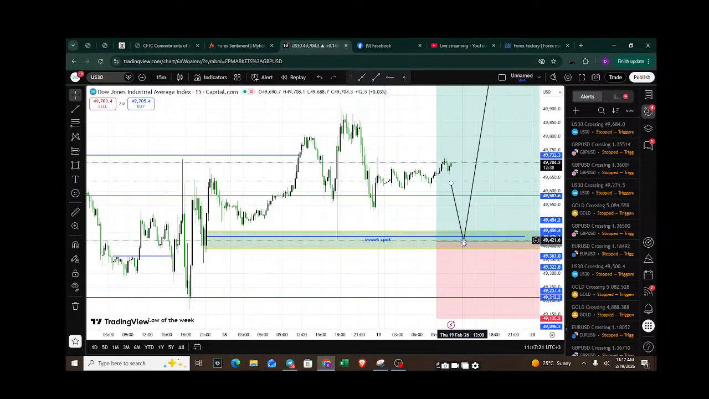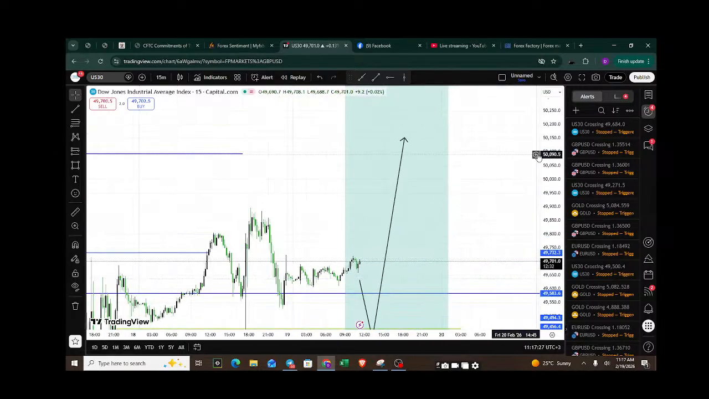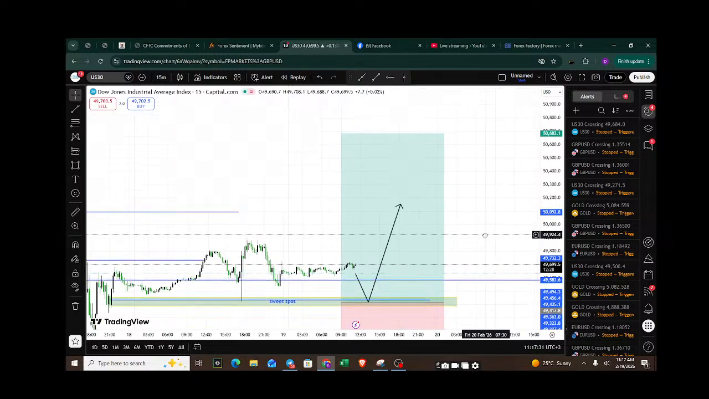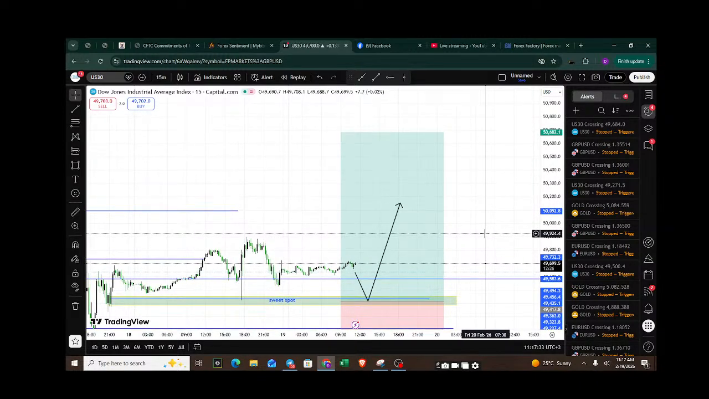So we take a sell level as a buy here, then we see whether it is going to get to at least 51,000. At least 51,000.